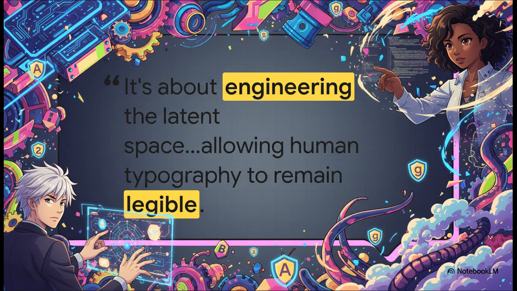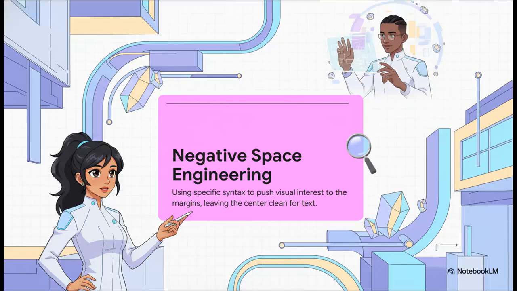All it means is you're telling the AI how to build the image. You're not just asking for a picture, you're giving it instructions to push all the distracting, noisy stuff to the edges and leave the center clean and dark so your words can actually be read. And that brings us to this core idea: negative space engineering. It's all about using very specific keywords to build a background that's designed from the very beginning to make your text pop. You're not a prompter anymore. You're basically an architect of empty space.